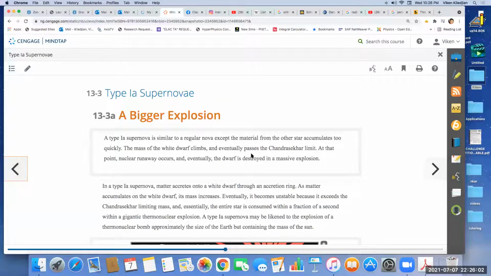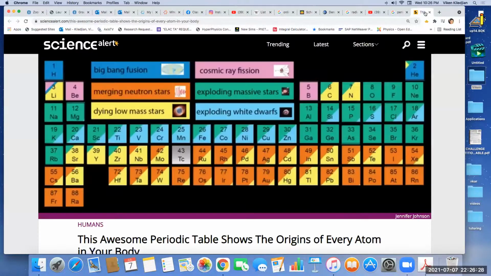So a bigger explosion. A type 1a supernovae is similar to a regular novae, except the material from the other star accumulates too quickly. The mass of the white dwarf climbs and climbs and eventually passes the Chandrasekhar limit. At that point, nuclear runaway occurs, and eventually the white dwarf is destroyed in a massive explosion. And that's the one that we saw in the periodic table that produces the exploding white dwarf.